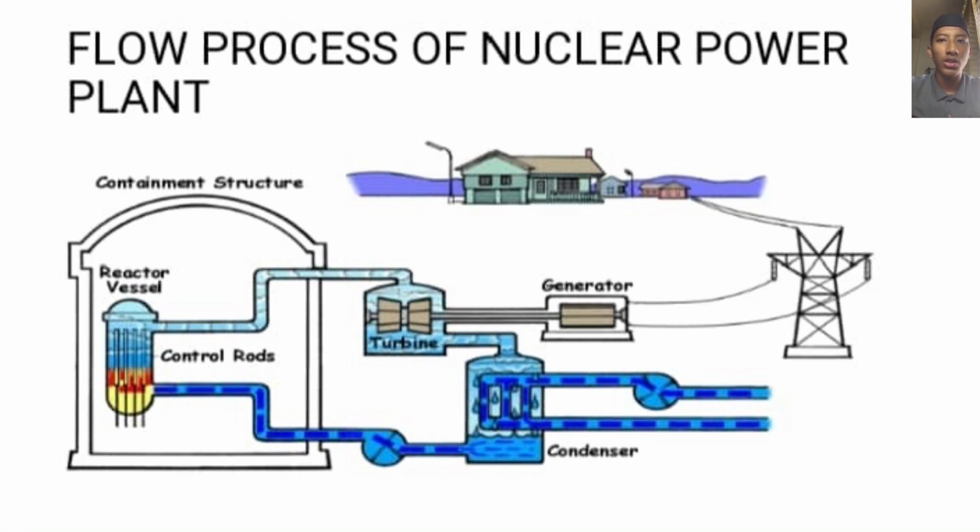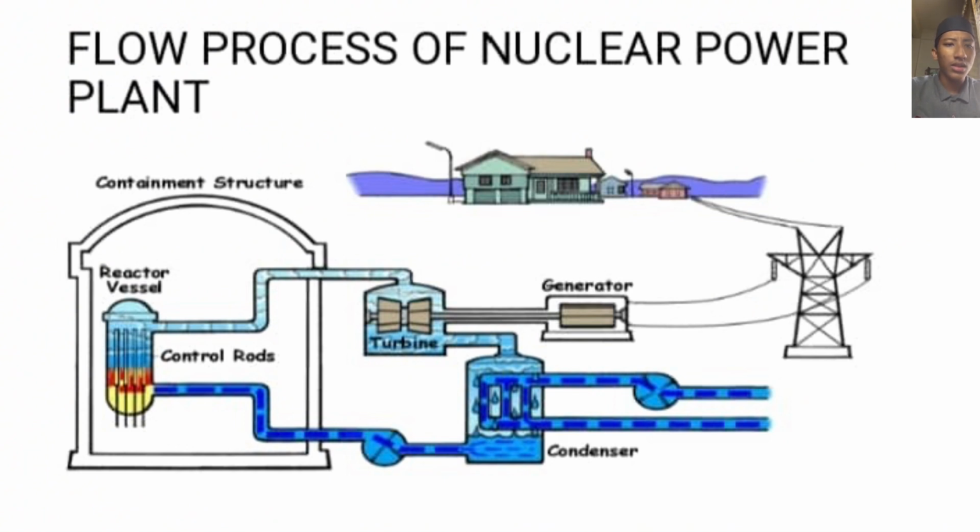So today I'm going to explain about the flow process of nuclear power plant. The flow process of nuclear power plant is quite simple. In this case, this is the flow process of a boiling water reactor, which is BWR. So water comes from the condenser into the reactor. The reactor core heats the water. Heat is produced by nuclear fission in the reactor core.